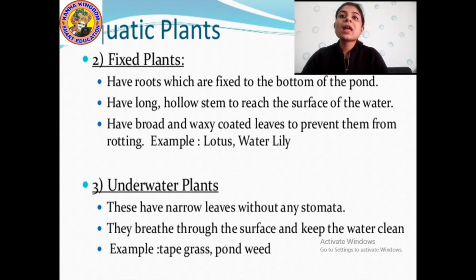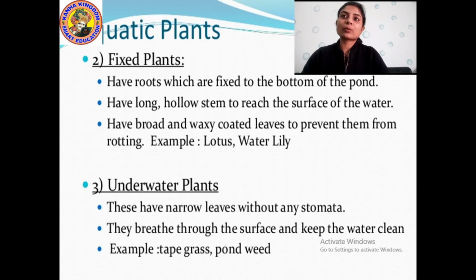Okay, it is written in the slide. I will read out. What are the features of the fixed plant? See, number 1, it has roots which are fixed to the bottom of the pond. Then it has long hollow stems to reach the surface of the water. Then it has broad and waxy coated leaves to prevent them from rotting. For example, lotus and water lily. Okay, I hope you understood this.